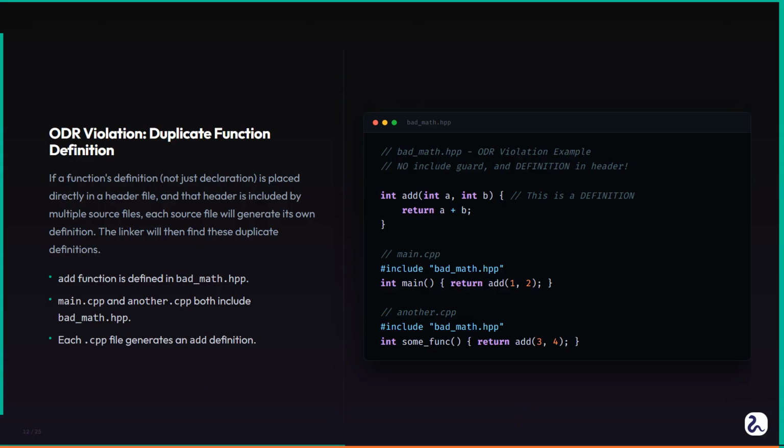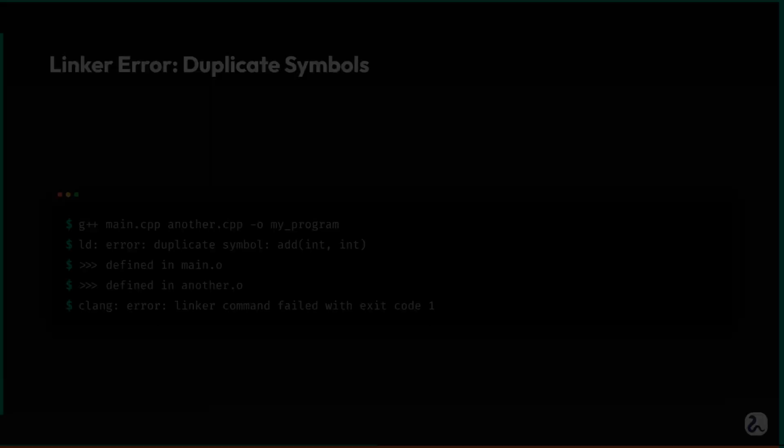Now, let's say we have two source files, main.cpp and another_file.cpp, and both of them #include "math_utils.hpp". Each translation unit, main.cpp and another_file.cpp, will independently compile fine because it only sees one definition of add within itself. But when the linker tries to combine main.o and another_file.o, it finds two separate definitions for the function add. This is a direct violation of the one definition rule.